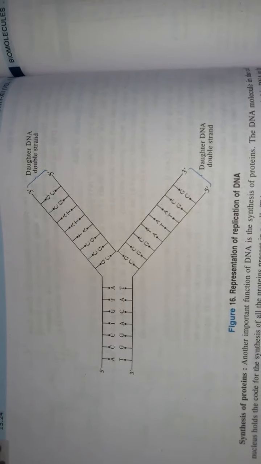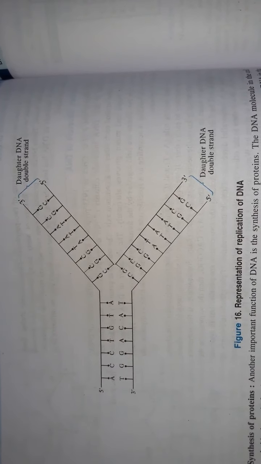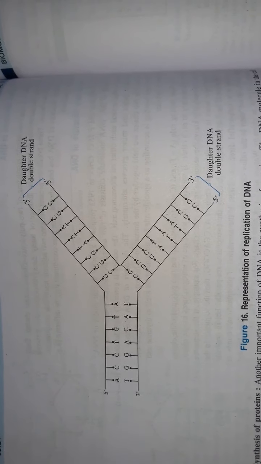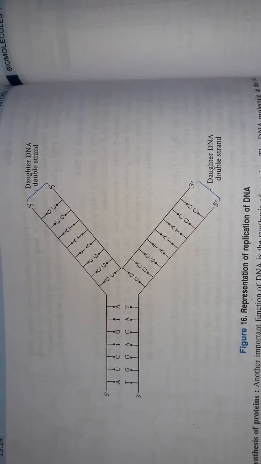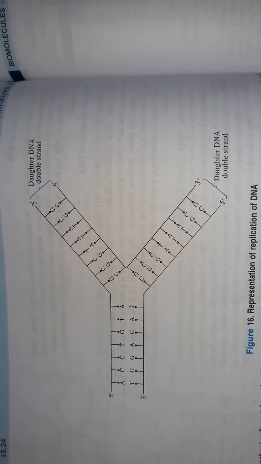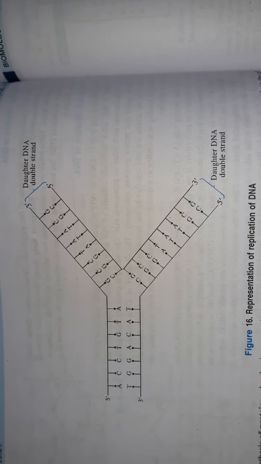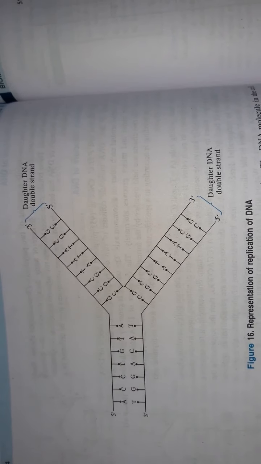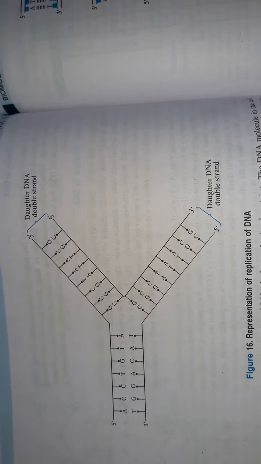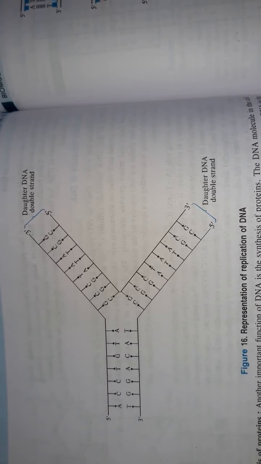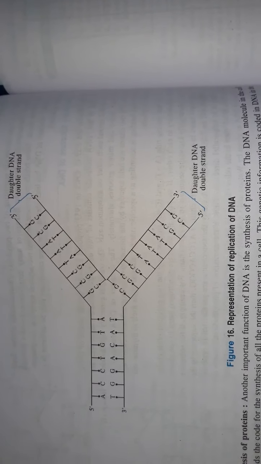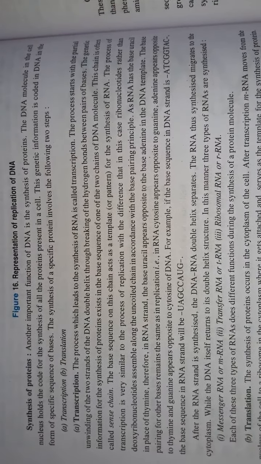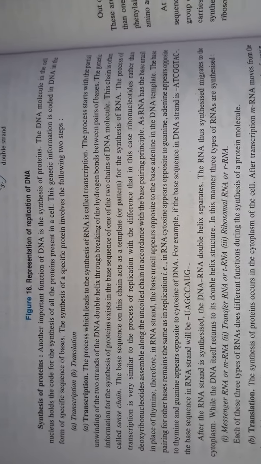You can see here the representation of DNA replication. This is the replication diagram. You can see that one DNA molecule produces two copies of DNA, known as daughter DNA double strands. Cytosine forms a bond with guanine, and adenine forms a bond with thymine. Okay students, the next topic is synthesis of protein, under the topic biological function of nucleic acid.